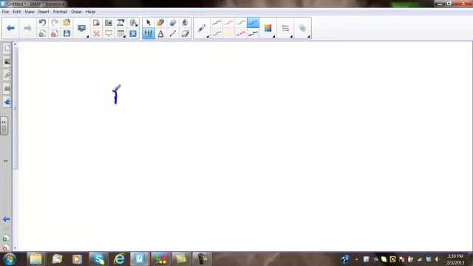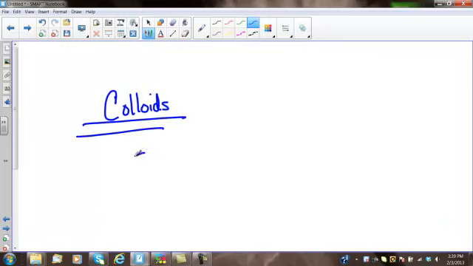Okay, the last thing, and it's not really anything I can talk about, is colloids. You need to read pages 514 and 515 in the textbook, just to have some general information about colloids. And that's it for this section. The next lesson will begin chapter 12.